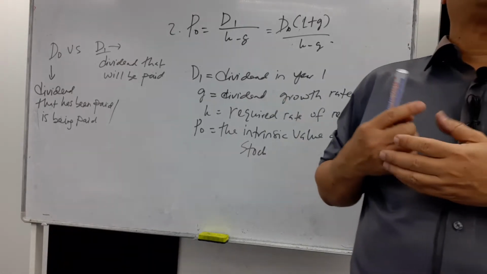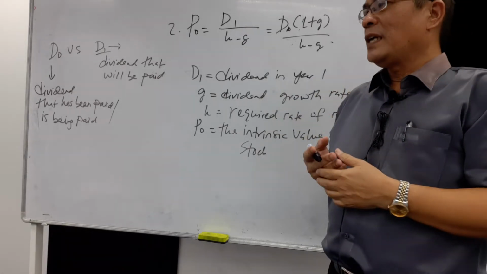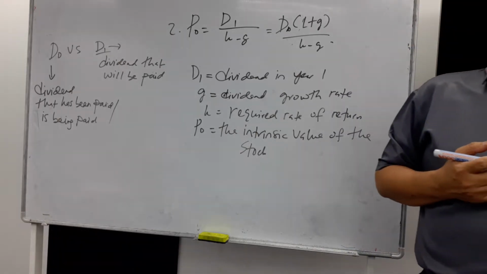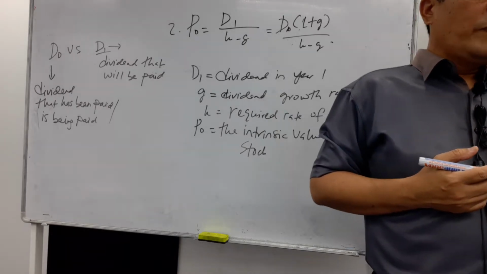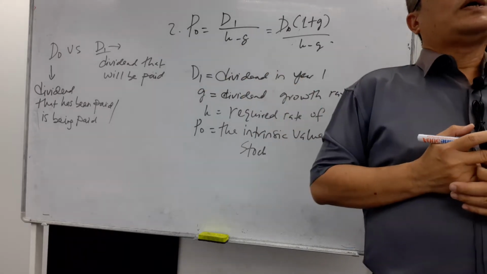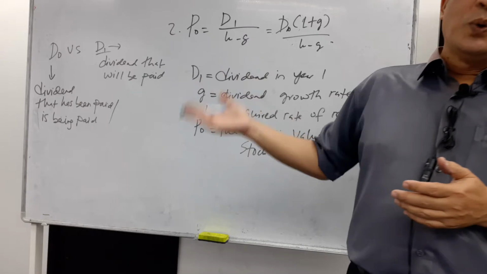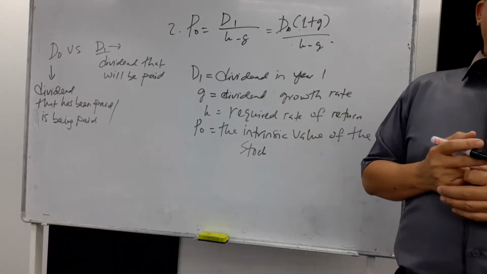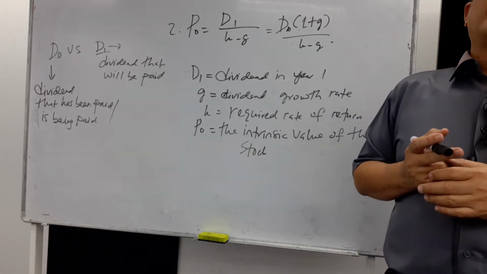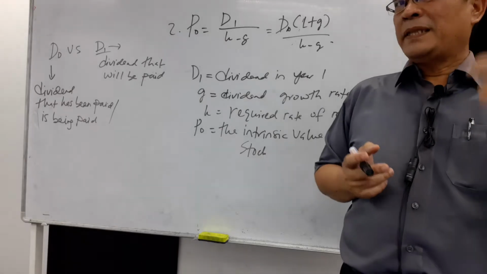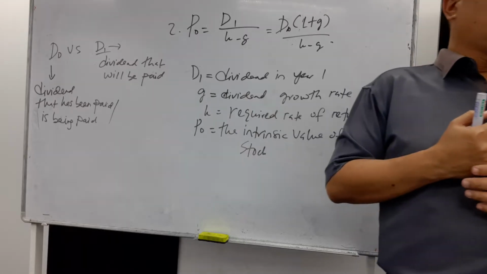From the sentence structure, you can know whether they are talking about D0 or D1. Let's say, for example, the sentence tells you: last year, the company paid a dividend of 10 cents. That would be D0 because of last year. Or a sentence like this: the most recent dividend was 10 cents. So that is D0. If the sentence reads like this, the company is expected to pay, that would be D1 because expected to pay, dijangka.